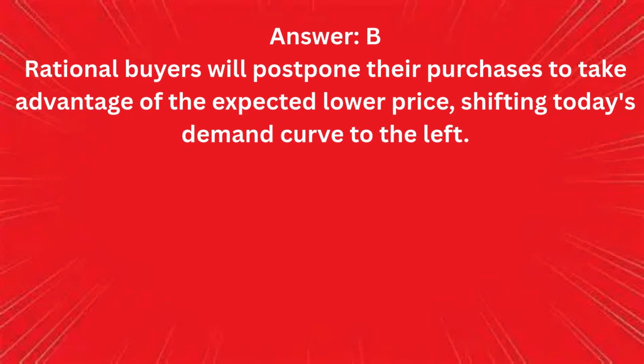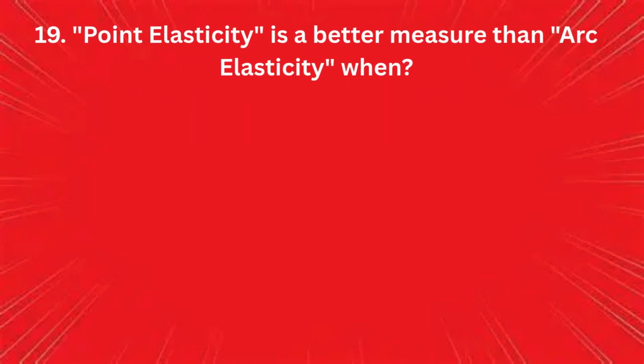Answer. B. Rational buyers will postpone their purchases to take advantage of the expected lower price, shifting today's demand curve to the left.